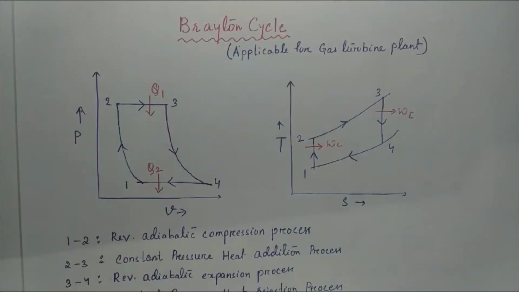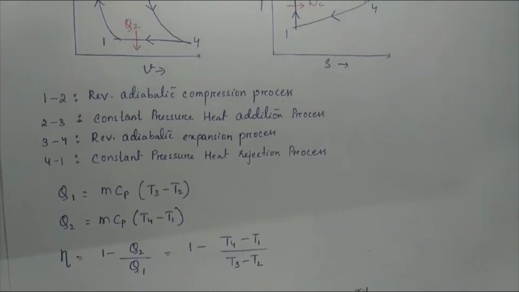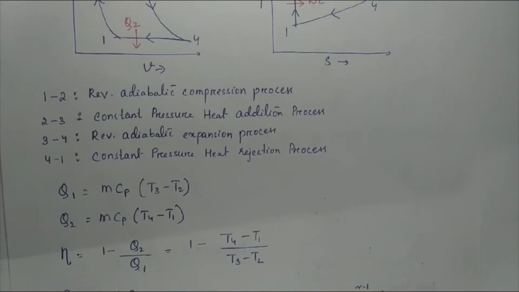Hello everyone. In this lecture, we will discuss the Brayton cycle. The Brayton cycle is applicable to gas turbine plants. Here we measure the performance of the Brayton cycle, which is measured in terms of efficiency. To calculate the efficiency, we use the general expression: efficiency equals 1 minus Q2 by Q1, where Q2 is the heat rejection and Q1 is the heat addition.